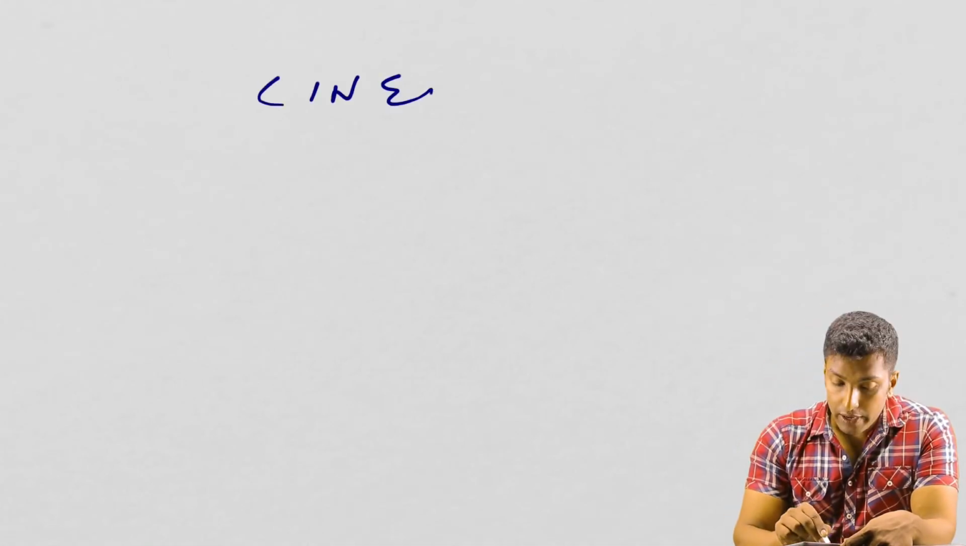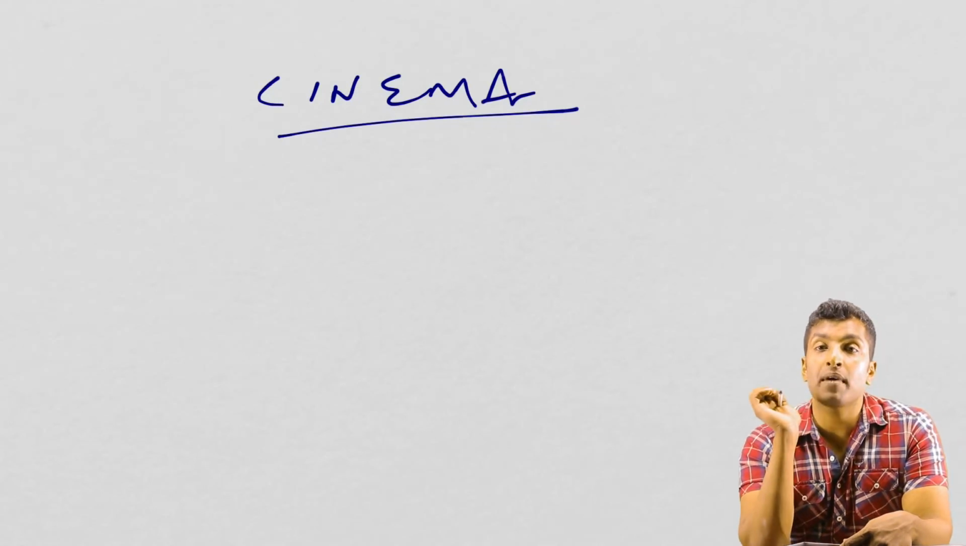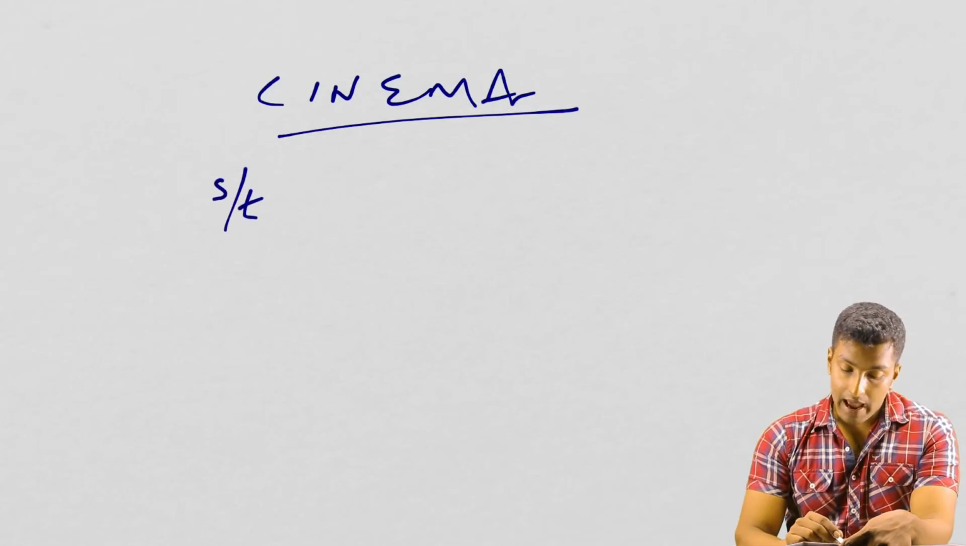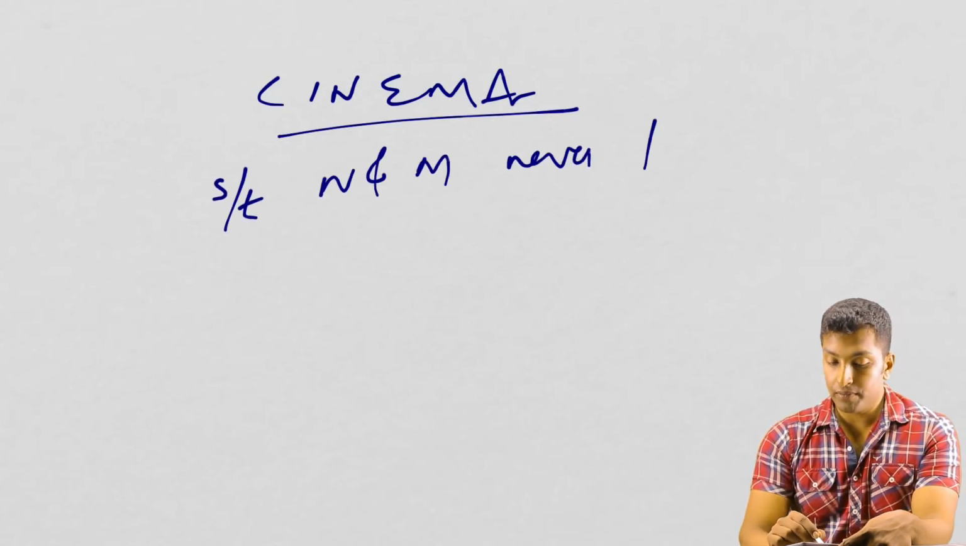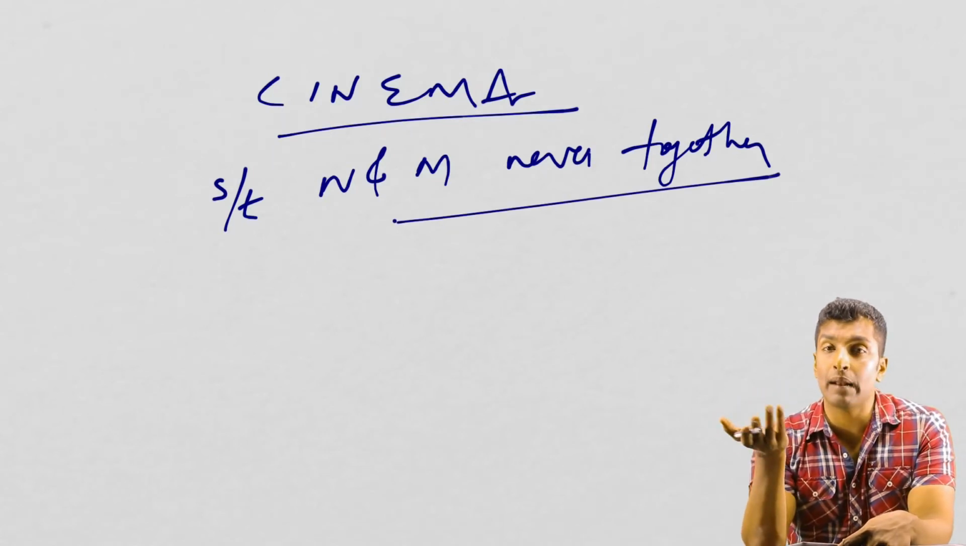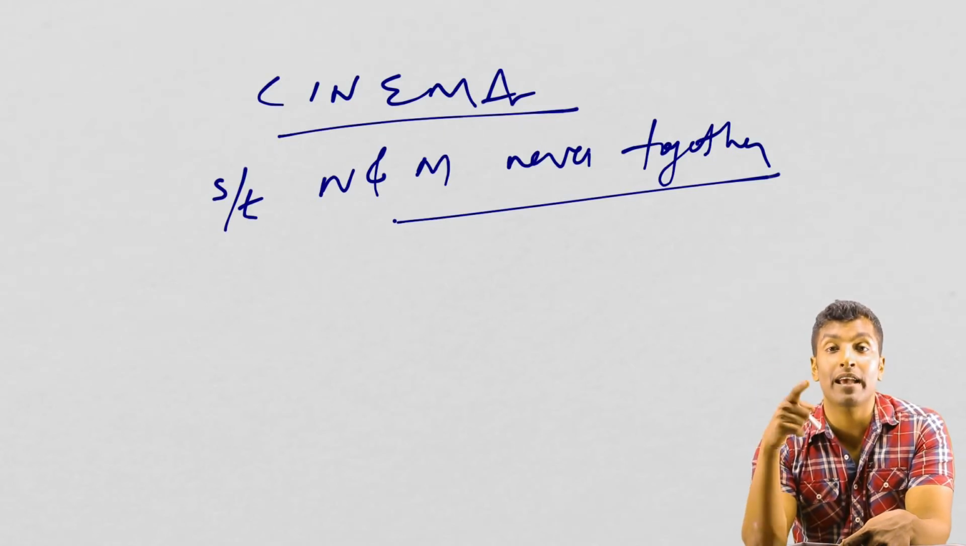Okay? Now, one more case. How many words can you make with the letters of the word cinema such that, listen carefully, N and M are never together? They will never sit together. So just now we have learned the number of ways in which N and M can be together. Now the question is how many ways in which N and M cannot be together.